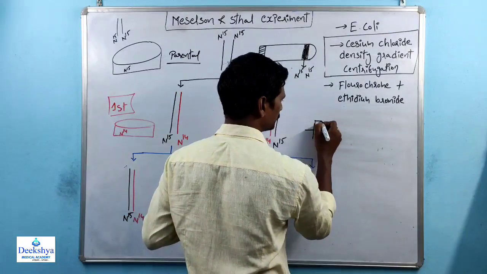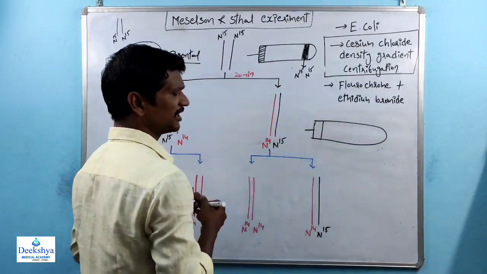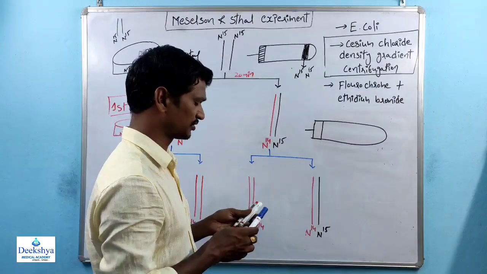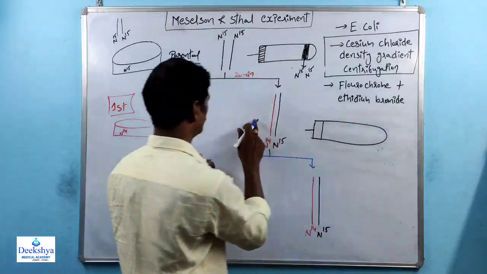This is one of the test tubes, right? Here cesium chloride is present. That is the density gradient centrifugation process. And if we separate the DNA molecules of this generation, right?